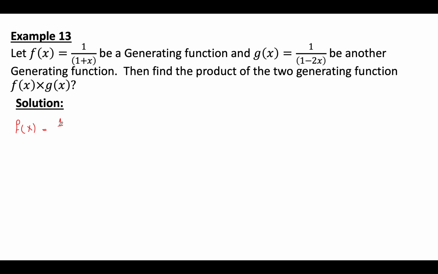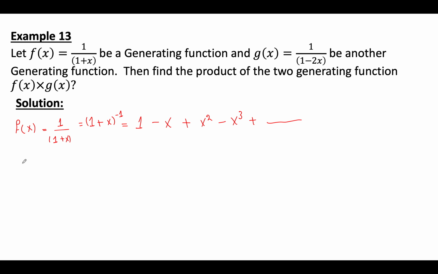So f of x is equal to 1 over 1 plus x, and this is equal to (1 plus x) to the power minus 1. If you remember, if we have addition here, then there will be a change in the sign. So the series from this closed form is equal to 1 minus x plus x squared minus x cubed plus and so on. So it will keep changing the sign.